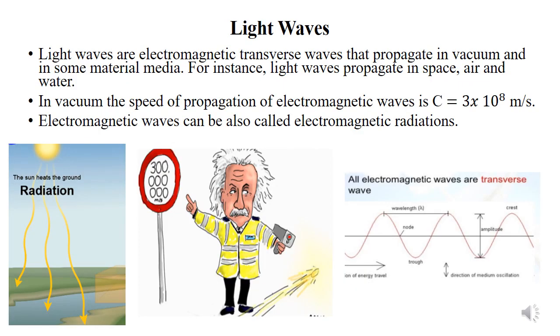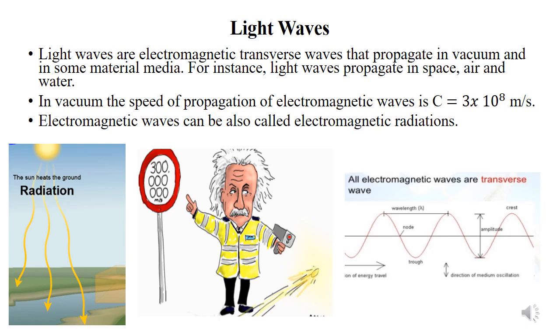Let's talk about light waves. Light waves are electromagnetic transverse waves that propagate in vacuum and in some material media. For instance, light waves propagate in space, which is vacuum, air, and water. This is why we consider light waves as electromagnetic waves. They can propagate in vacuum.